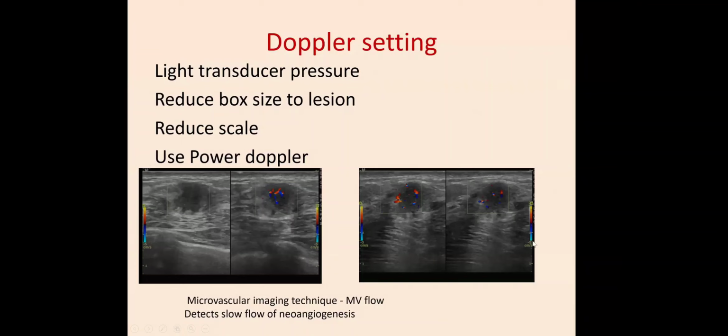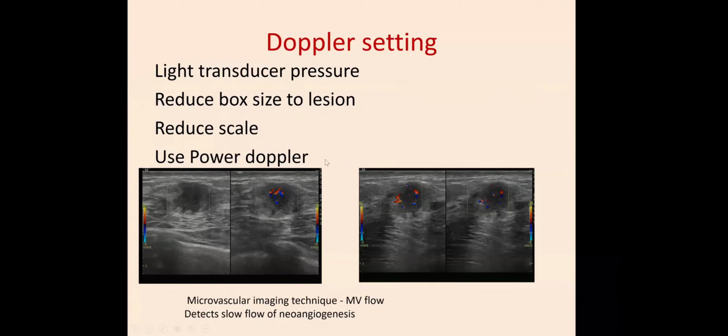Reduce the scale. In this case, you see the scale over here is 5 cm per second, and over here it is 3 cm per second. On decreasing the scale, your flow will increase and you will better appreciate the color flow. Can you use power Doppler? Power Doppler has no directional flow; it will just tell you the slow flow. So power Doppler is better than color Doppler to detect slow flow. One more thing you can do is increase the gain of your machine setting. It will also show the color flow better.